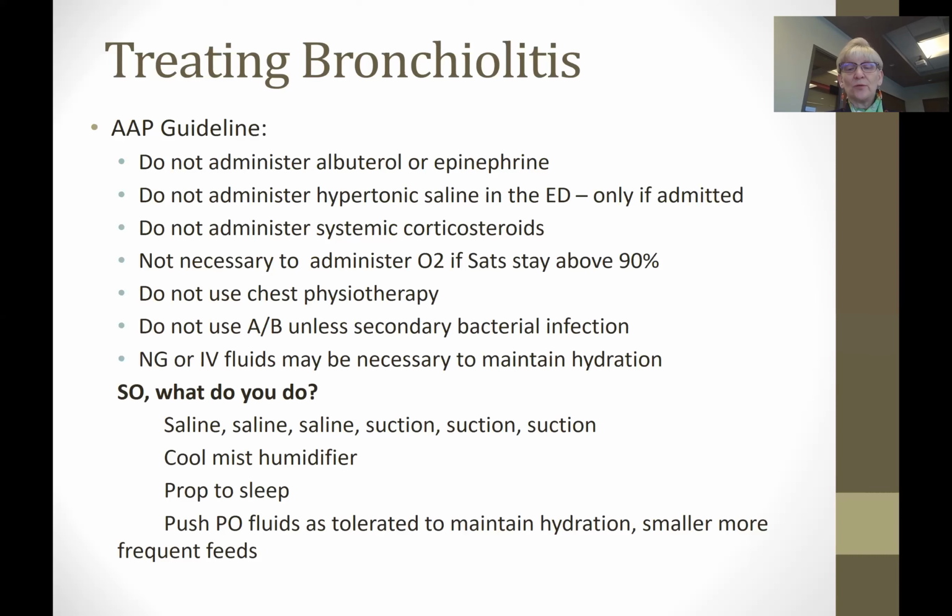We're going to push those fluids as tolerated to maintain hydration. Again, smaller, more frequent feeds may be necessary. This too shall pass. It's a pain in the butt, but it can be very serious. It can cause death, so we want to stay on top of it.